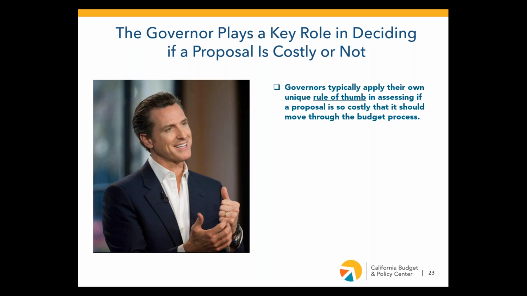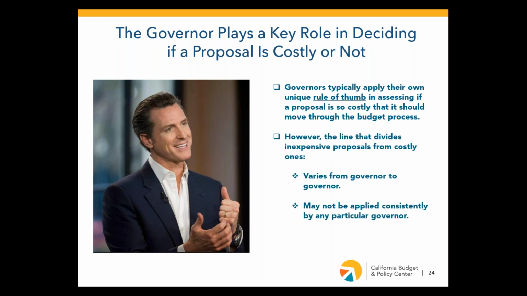Now, keep in mind, for the most part, none of this is written down. This isn't in the state constitution. It's not in state law. That's why I'm calling it a rule of thumb here. But really, it's a fuzzy line. And the line that's dividing inexpensive policy ideas from costly ones is going to vary from governor to governor and probably is not going to be applied consistently by any particular governor.